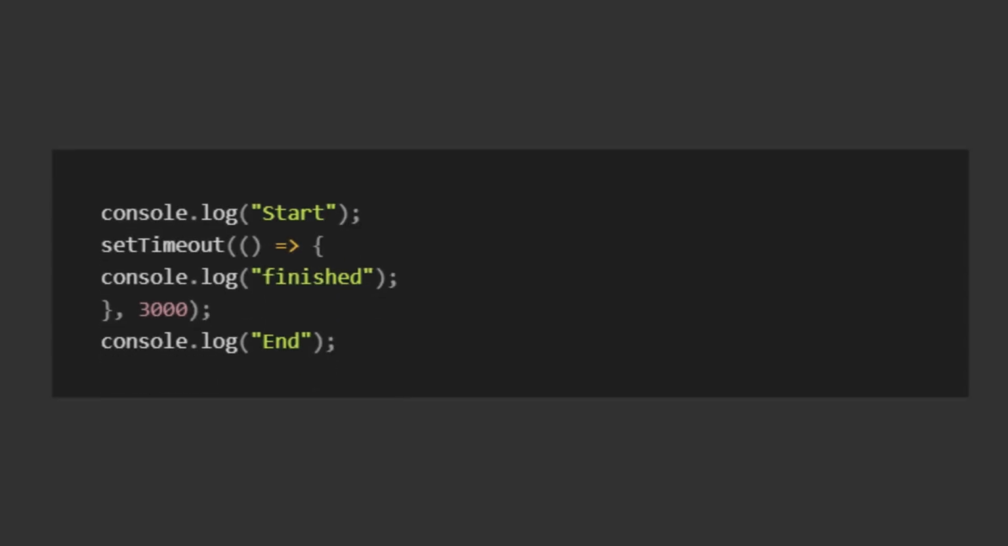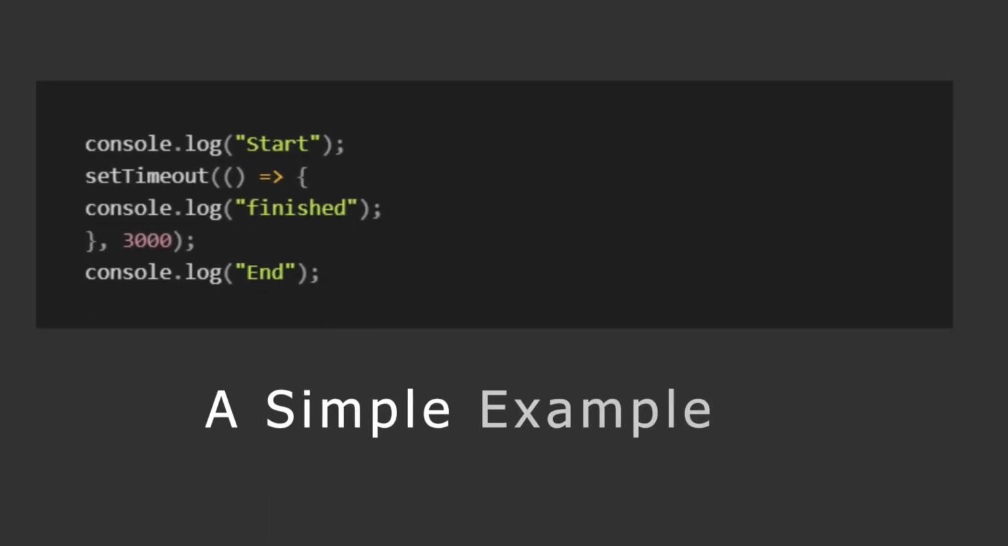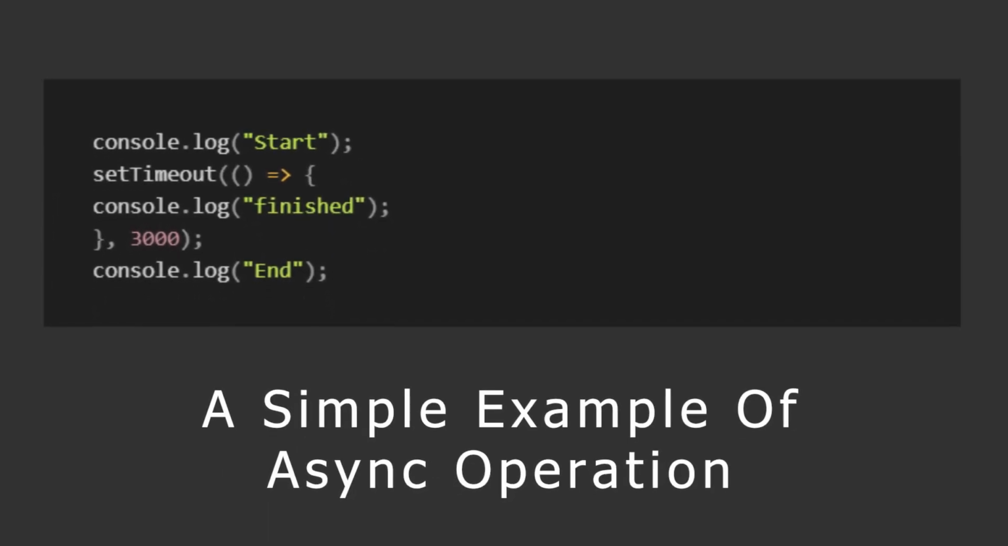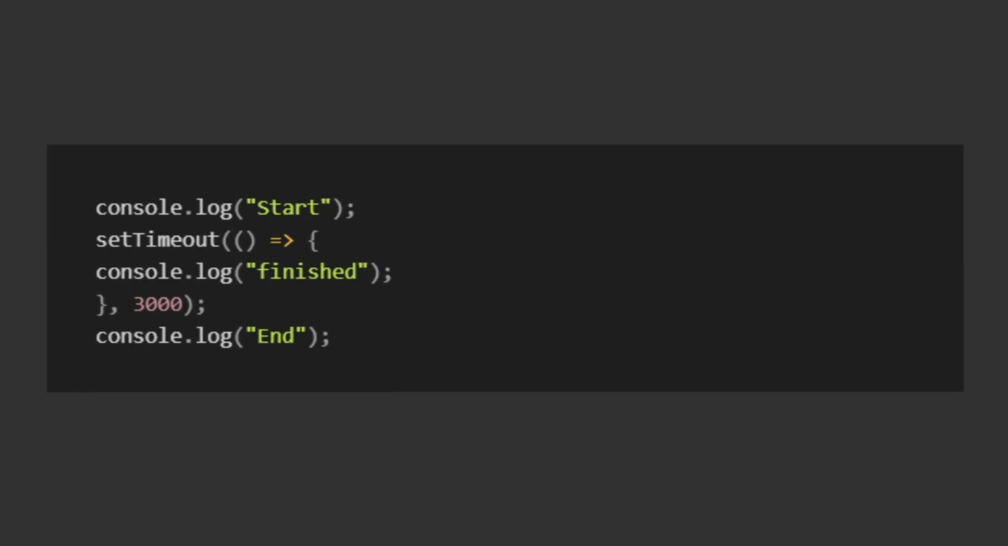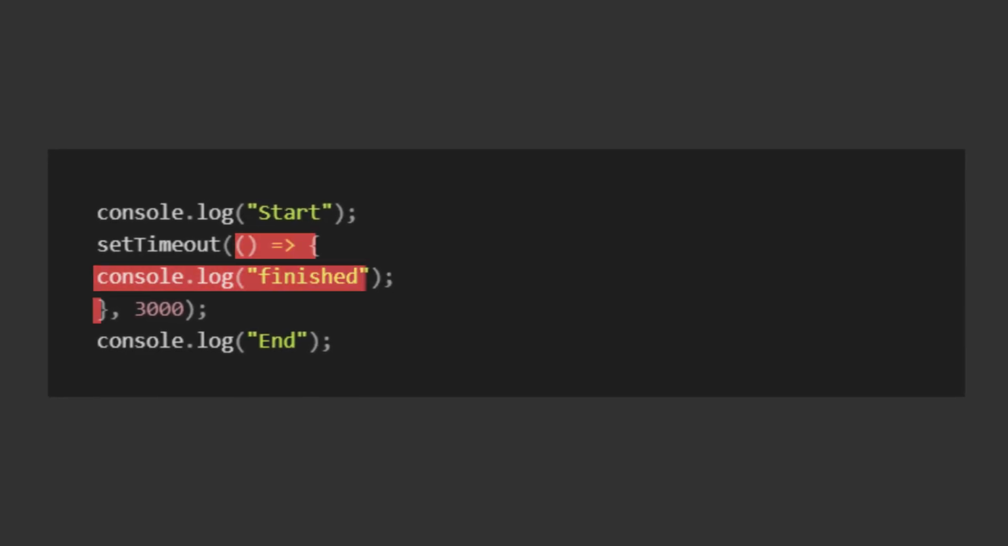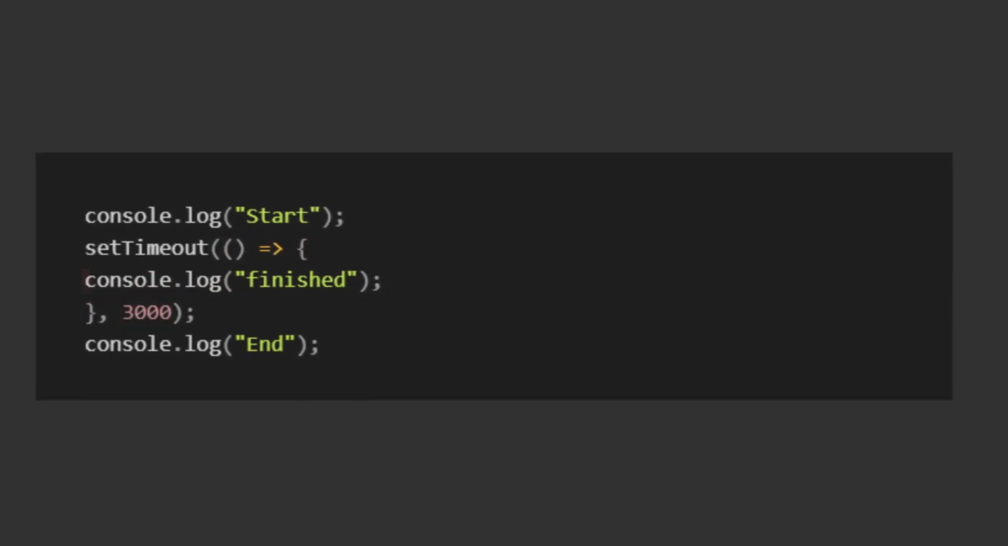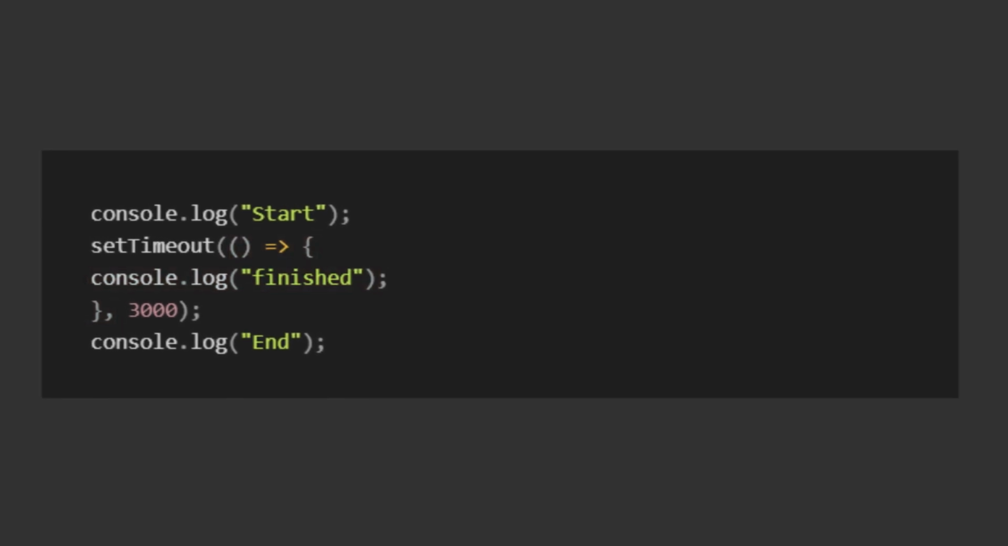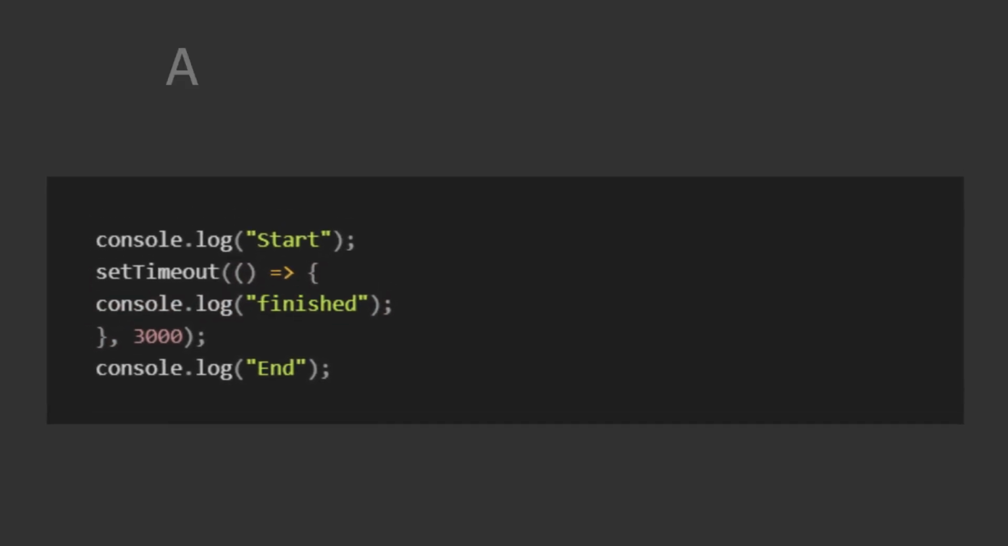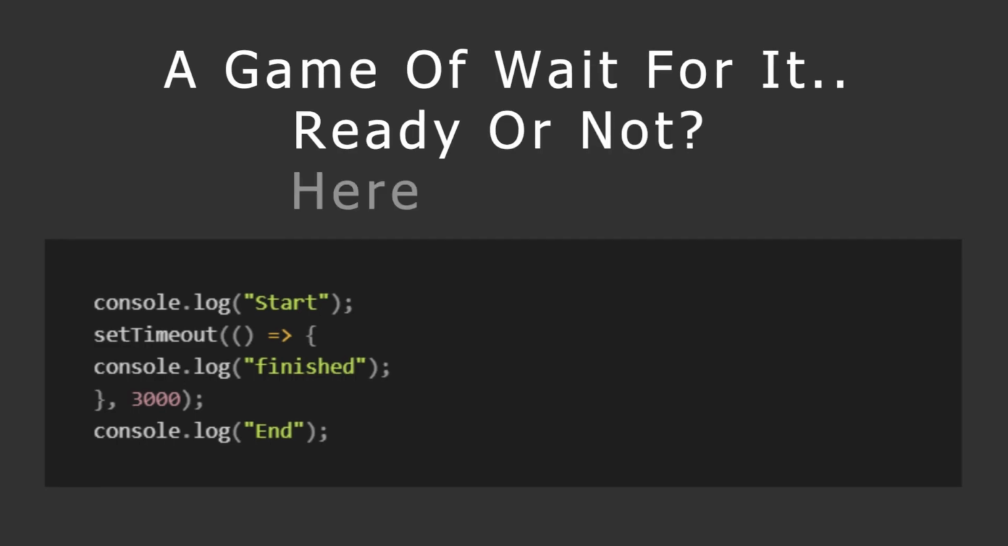Look at this. The code snippet we have here is a simple example of an async operation using the setTimeout function. If you don't know the setTimeout function, I don't know what to say. It takes two arguments, a callback function and a time in milliseconds. The callback function is executed after the specified time has passed. It's like a game of wait for it. Ready or not? Here it comes.